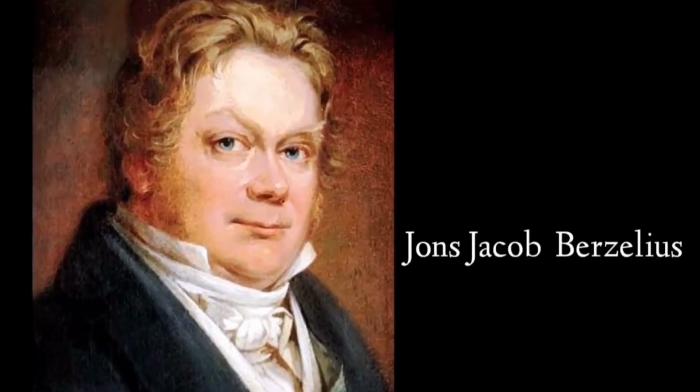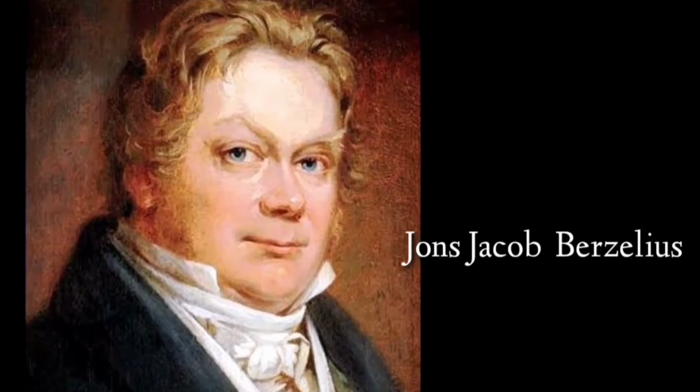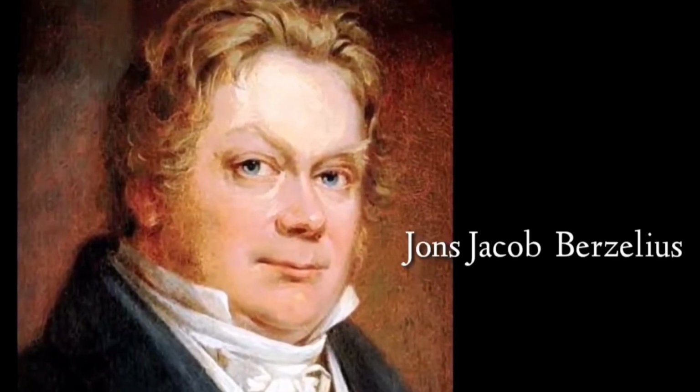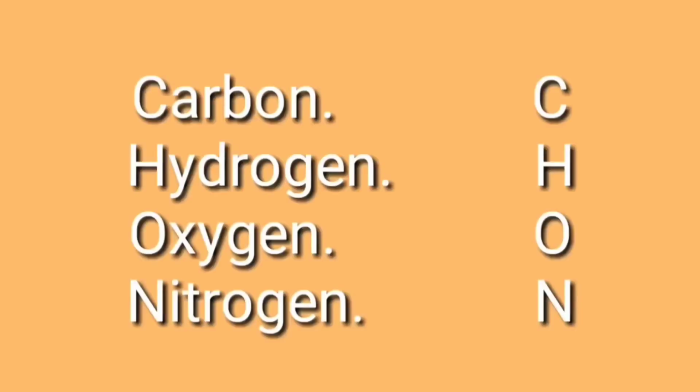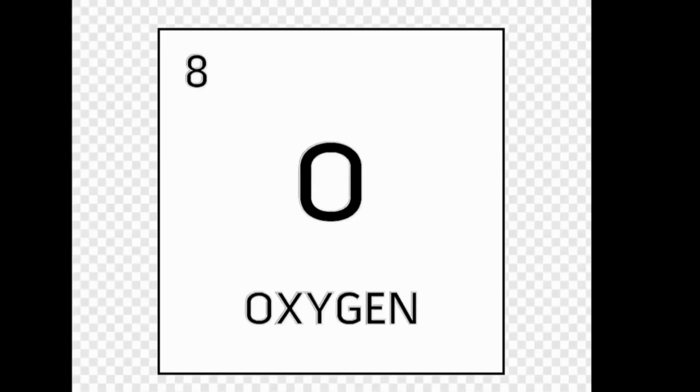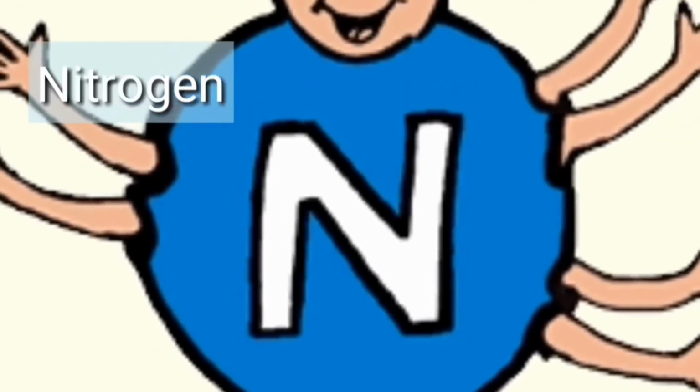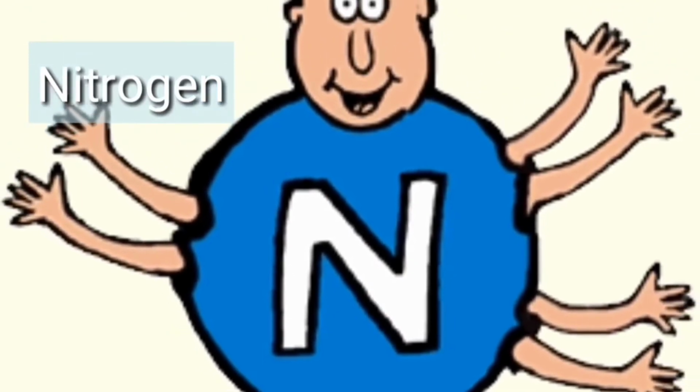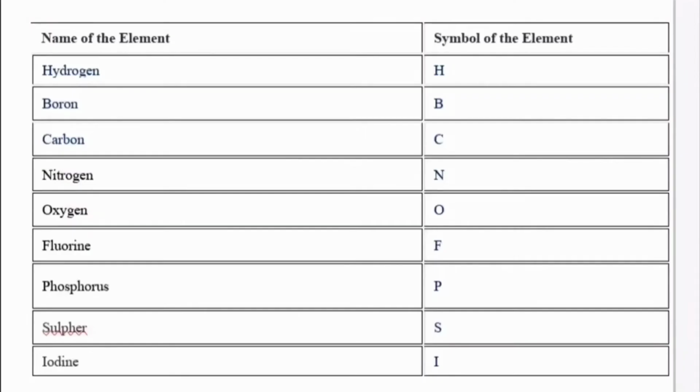Next, we have the great scientist John Jacob Berzelius, who first decided that elements would be denoted by their first letter. You can see here that carbon is spelled C-A-R-B-O-N, and the first letter is C, so the symbol is written as C. Hydrogen, capital H. Oxygen, capital O. Remember that when the symbol is written with the first letter, it should always be a capital.